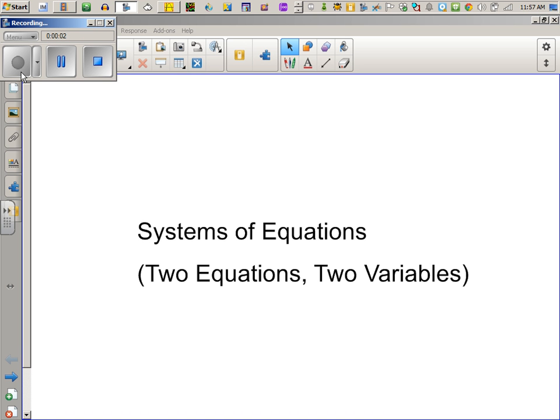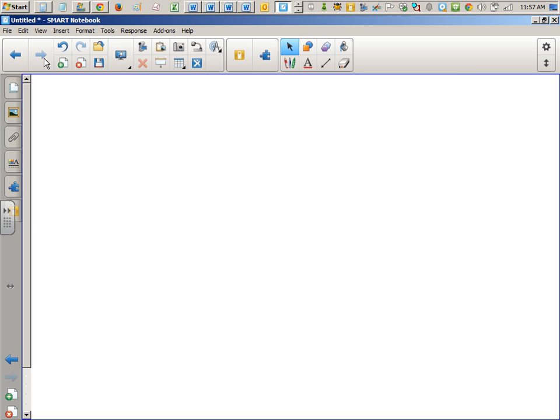We're going to talk about systems of equations. We're going to start with two equations, two variables. So first thing I'm going to do is define what a system is. Okay? So this is a really simple idea. A system of equations is just when you have two or more equations.